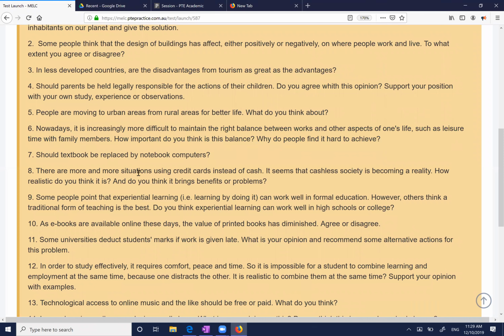There are more situations using credit cards. It seems that a cashless society is becoming a reality. How realistic do you think it is? And do you think it brings benefits or problems? Descriptive or debatable? It is a descriptive essay because it is already saying to discuss the problems and benefits.